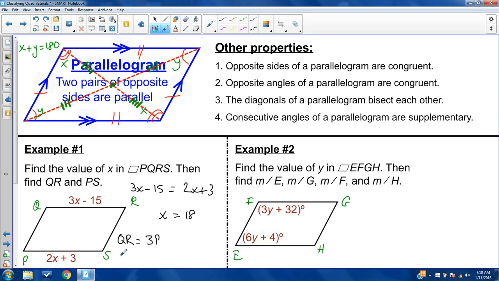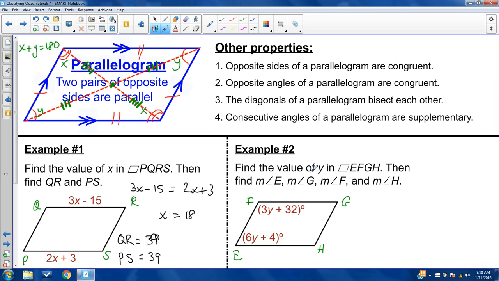PS should be the exact same thing. I shouldn't have to do any more work, but if you do want to double check, 18 times 2 is 36. 36 plus 3 is 39. Both 39 units each. There you go. Make sure you always answer the question. Don't just solve for x. Make sure you give them what they want.